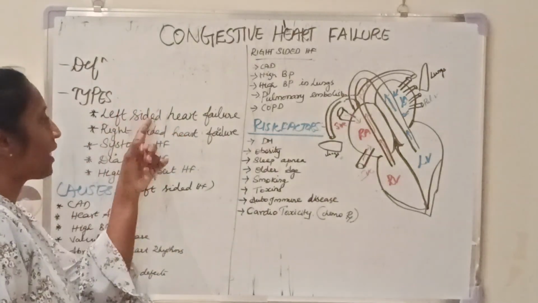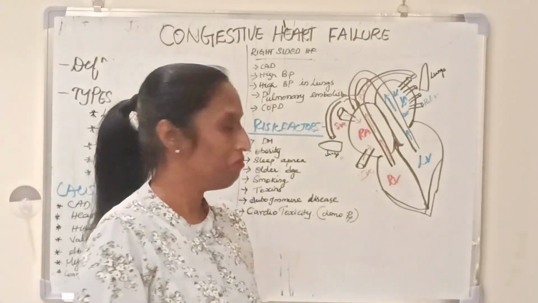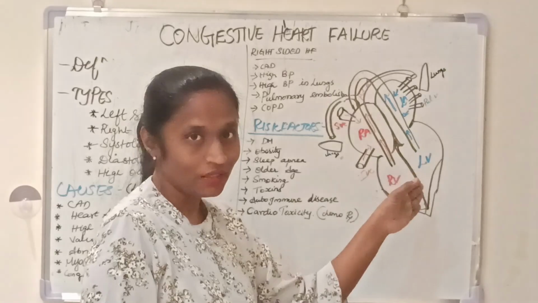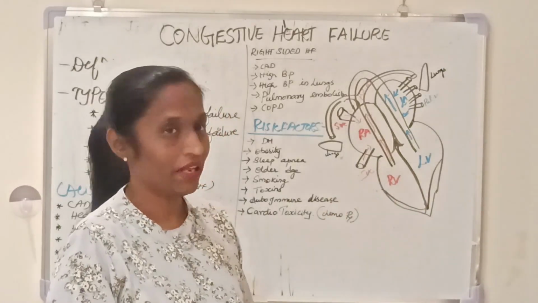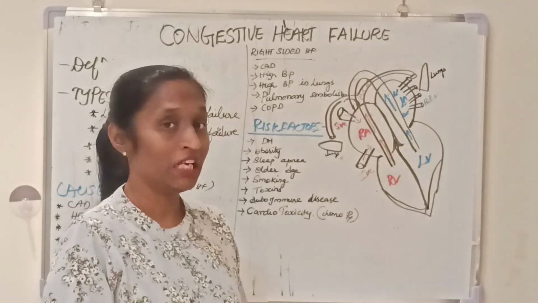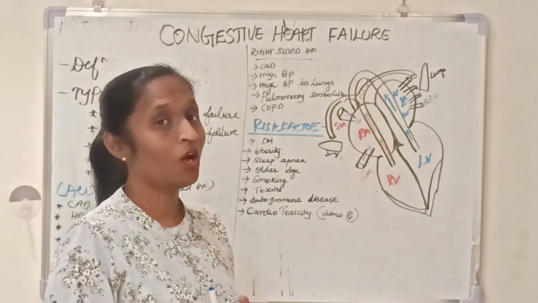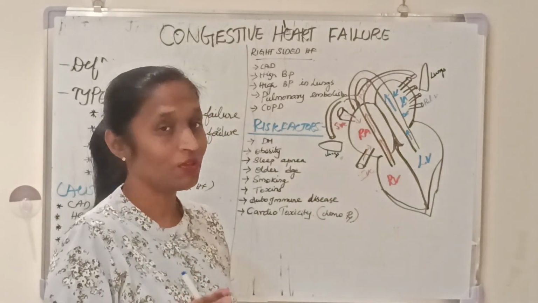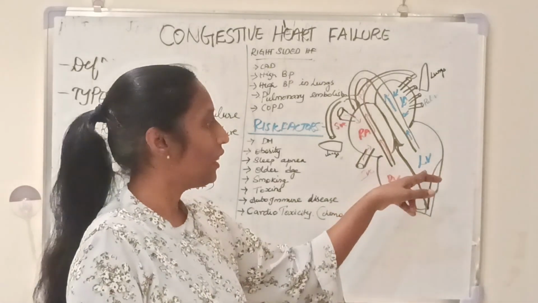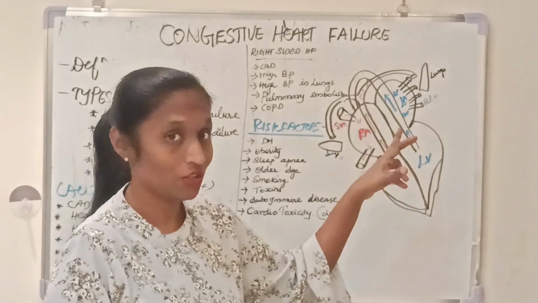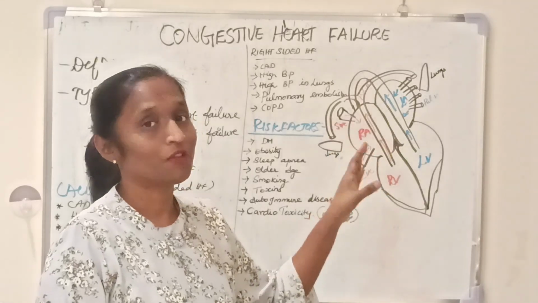Now the right-sided and left-sided heart failure. Left-sided heart failure means the left side of the heart is unable to pump the blood. So what will happen? The supply of oxygenated blood to the parts of the body gets decreased, and the demand gets increased. Understand? The left side of the heart has the oxygenated blood, which has to be supplied to all the parts of the body.